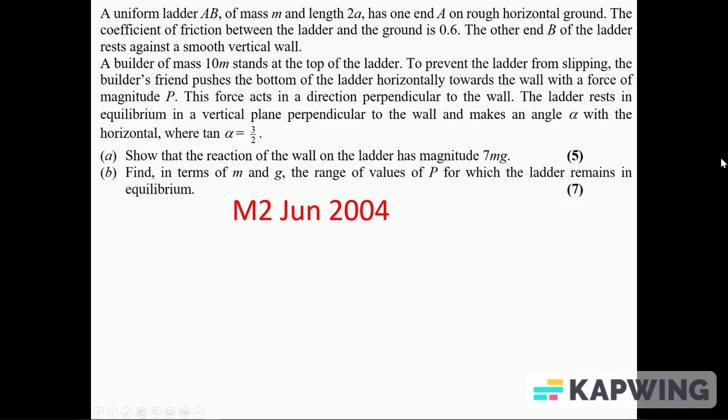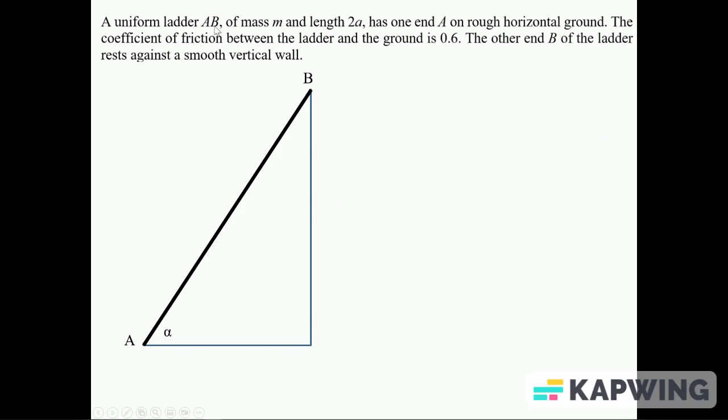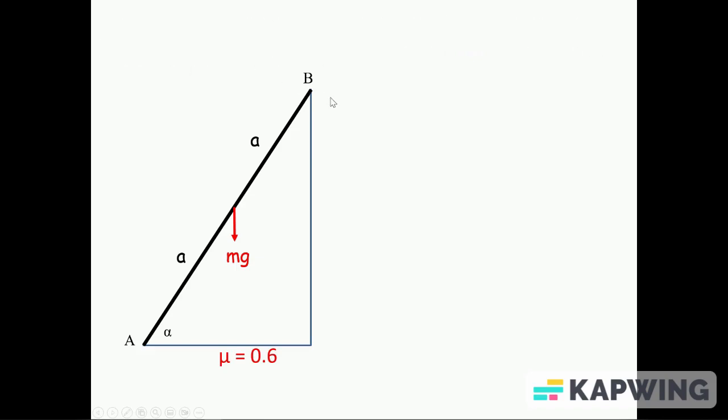Right, got the M2 moments question, the old specification from 2004. It's old, but still, I like this question. So we've got this ladder, AB, mass M, length 2A, one end on rough horizontal ground. Coefficient of friction is 0.6. The other end of the ladder rests against a smooth vertical wall.